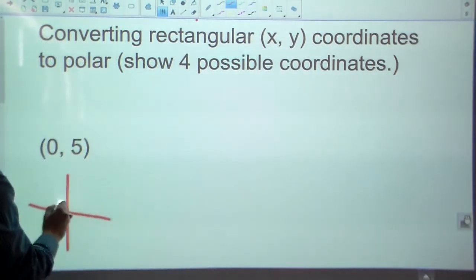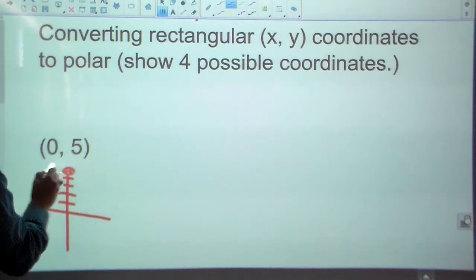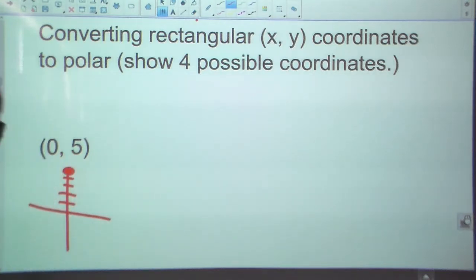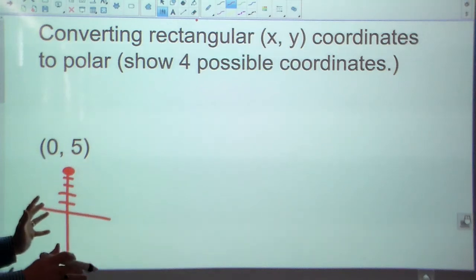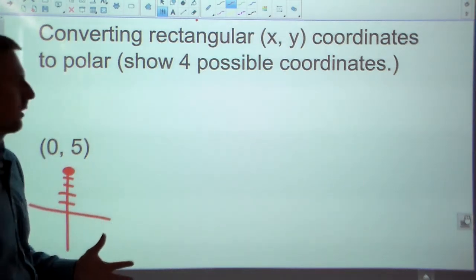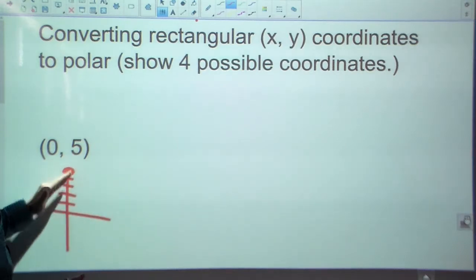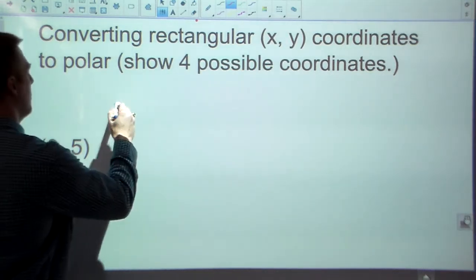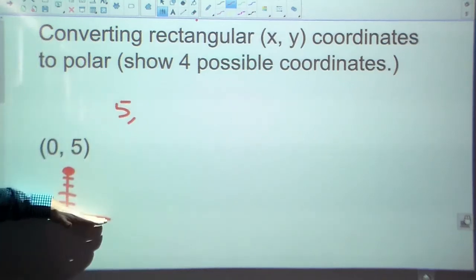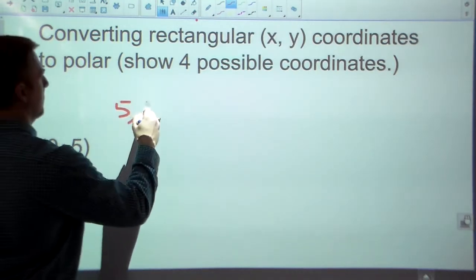Let's start with (0, 5). Going up, just up 5 on the y-axis. I'm starting there because that's one we should be able to get pretty easily without doing any work whatsoever. So first up, it's a radius of 5 because I'm 5 away from the center. And if I'm going to put an angle to that, it's going to be pi over 2.